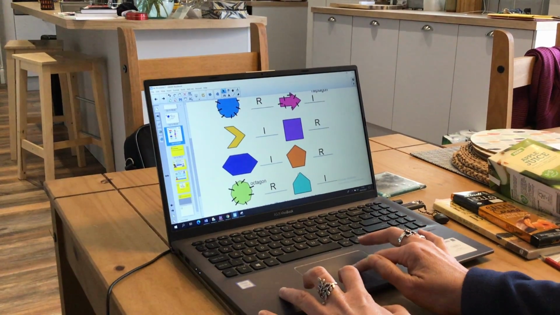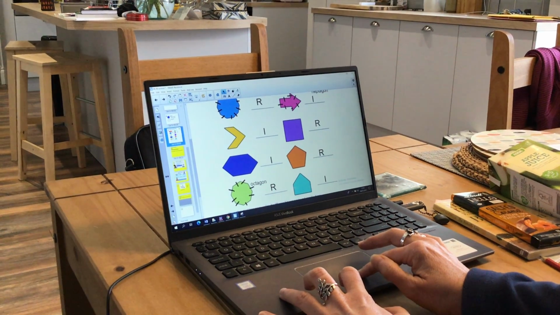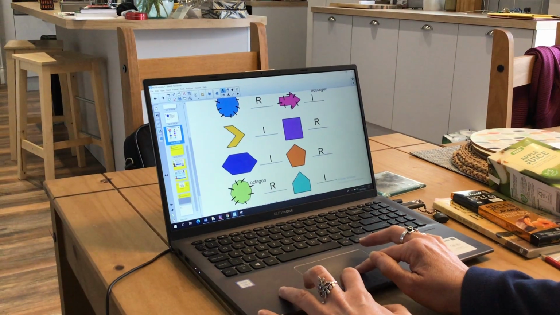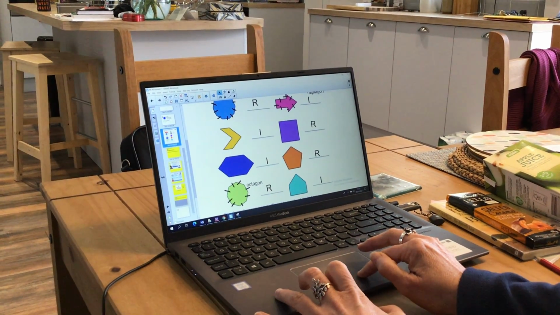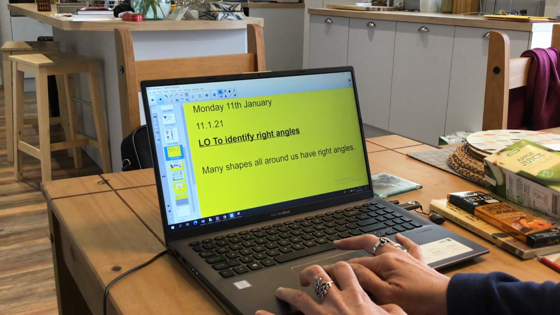Here's our little house shape here, that's irregular because we've got longer roof to the other parts there. Remember, that's a type of pentagon, a 5-sided shape. Right, so that was last week's work.